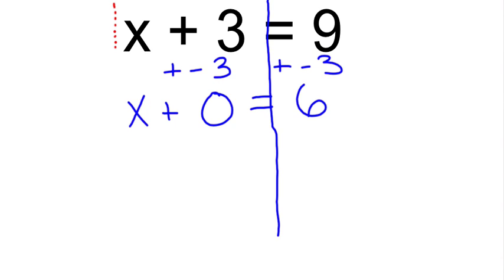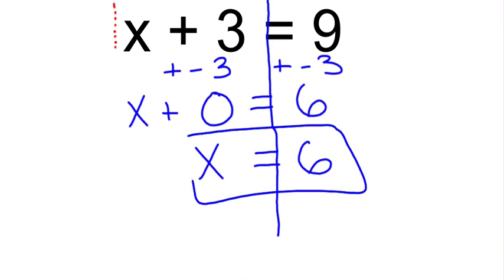We end up with 6. Any number plus 0 is equal to that number. X plus 0 is X. So X has to equal 6. Notice that I lined up my equal sign down this line.